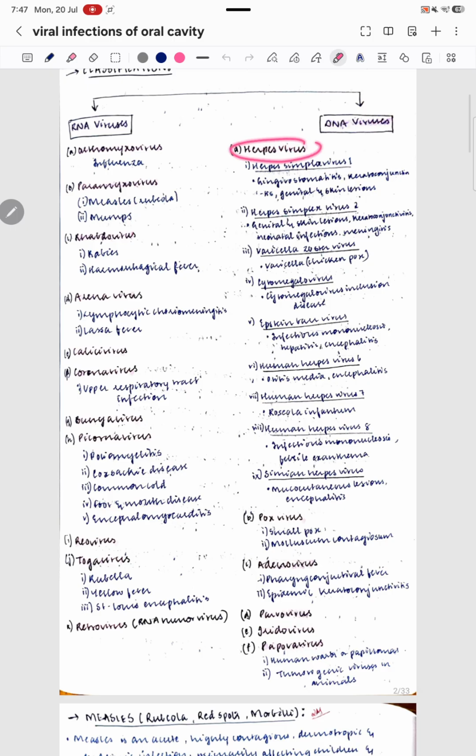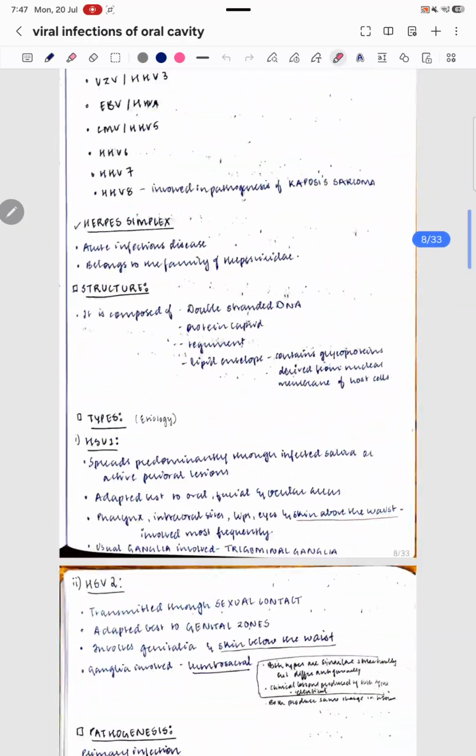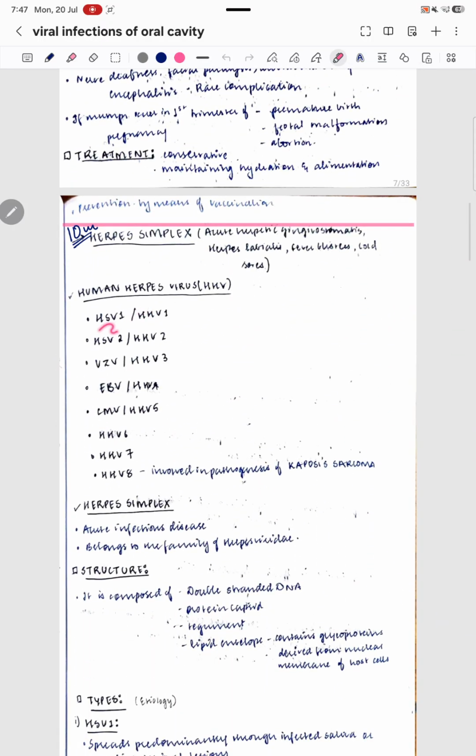So in herpes virus, you have herpes simplex virus 1, herpes simplex virus 2, varicella zoster, then cytomegalovirus, Epstein-Barr virus, and then human herpes virus 6, 7, 8. Okay, then lastly you have simian herpes virus. So that's the broad classification of herpes virus. That is what is written here: herpes simplex virus 1, herpes simplex virus 2, varicella zoster, Epstein-Barr virus, cytomegalovirus, herpes virus 6, 7 and 8.